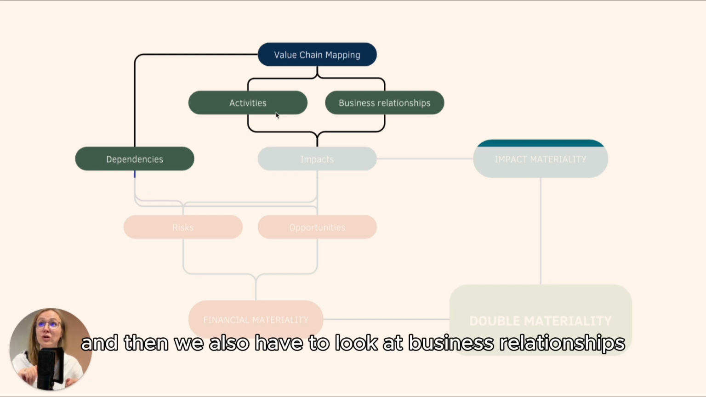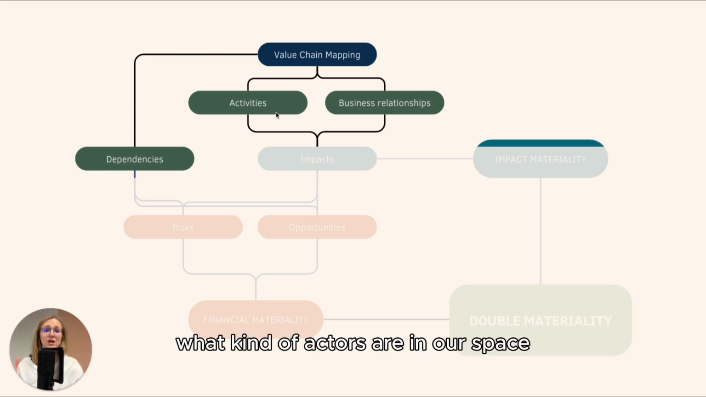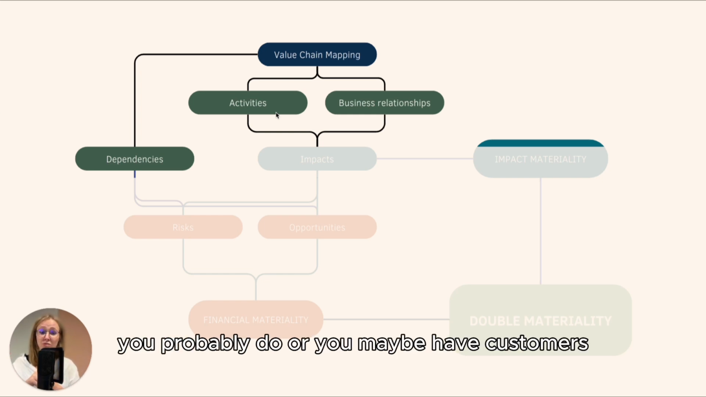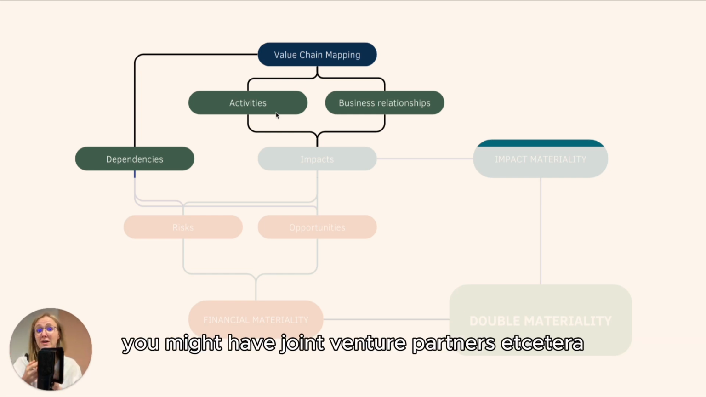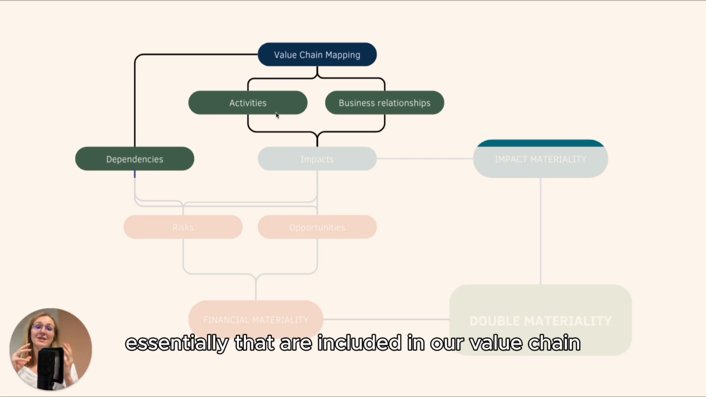And then we also have to look at business relationships. So we need to look at what kind of actors are in our space. Is it that we have suppliers? You probably do. Or you maybe have customers. You might have joint venture partners, etc. There we look at different kinds of stakeholders essentially that are included in our value chain.